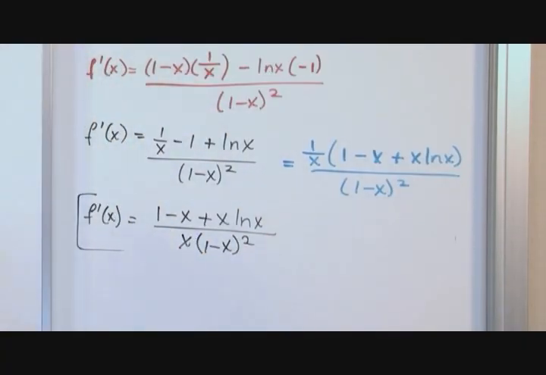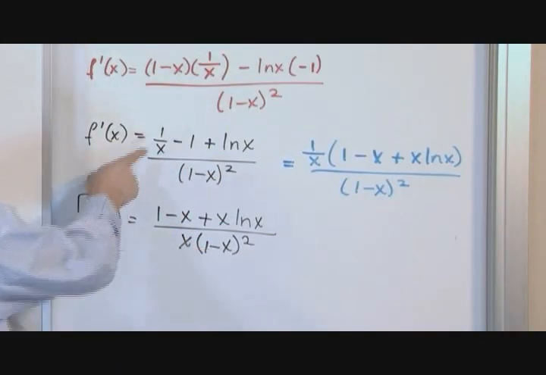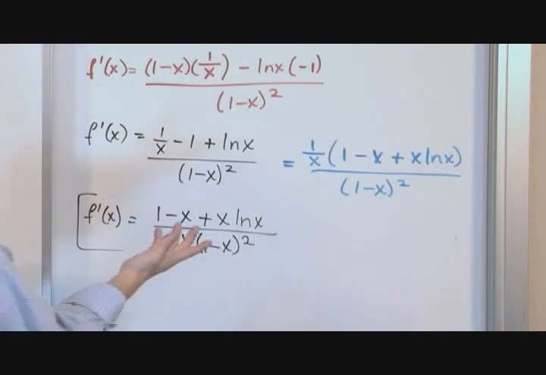So I have 1 minus x plus x natural log of x over x times 1 minus x squared. Now again, you really could leave the answer like this. The only thing that's ugly about it is you have this fractional x on the top. So really it's just a matter of style.